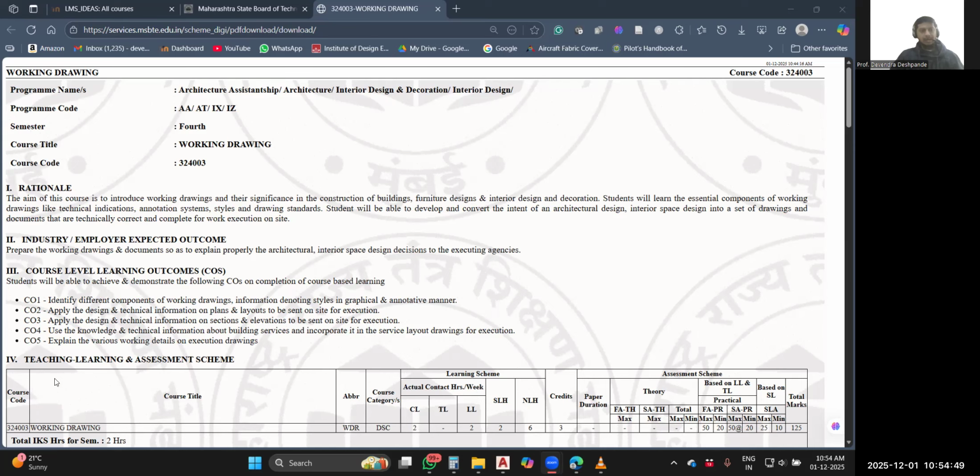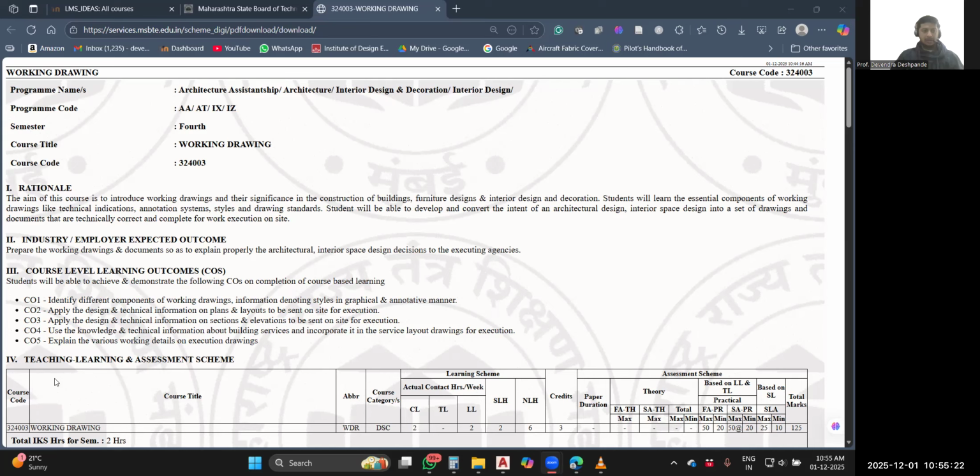Next, the industry or employers' expected outcome for the program or for the course is to prepare the working drawings and documents so as to explain properly the architectural, the interior space design and decoration details to execute this work through a set of agencies on site. So that is the intent or the outcome intended for this course.